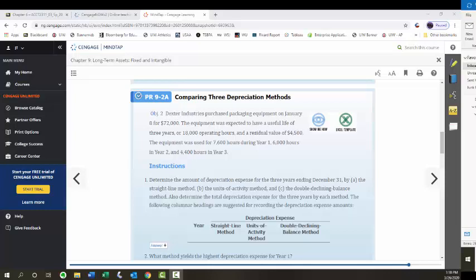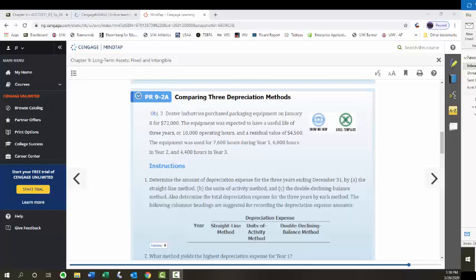Okay, we're going to do a series of problems out of the back of Chapter 9 in order to finish up this chapter. The first one I'm going to do starts on page 485 and continues on page 486. It's problem 9-2A. And this one is Dexter Industries purchases packaging equipment on January the 8th for $72,000.